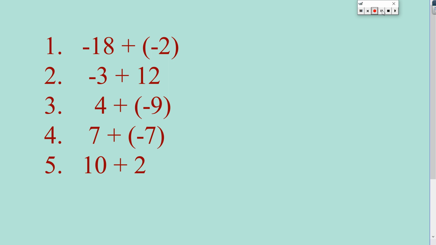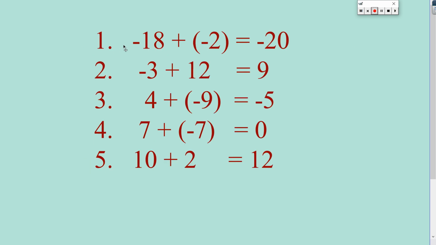Pause the video and do it. Let us check your answer. Negative 18 plus negative 2. Both are negative, so 18 plus 2, 20. Same sign, negative. Negative 3 plus 12.